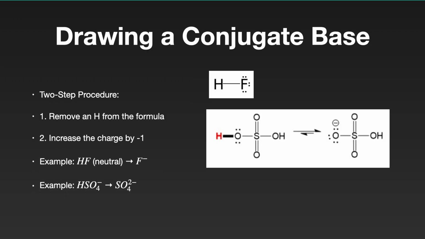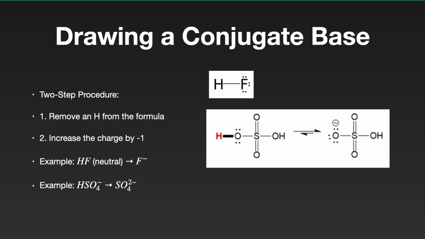If you're given a molecule and asked to draw its conjugate base, follow this simple two-step procedure. First, remove one hydrogen from the formula. Second, lower the charge by 1. For example, if we start with neutral HF, removing the H gives F, and changing the zero charge to -1 gives the fluoride ion F-.